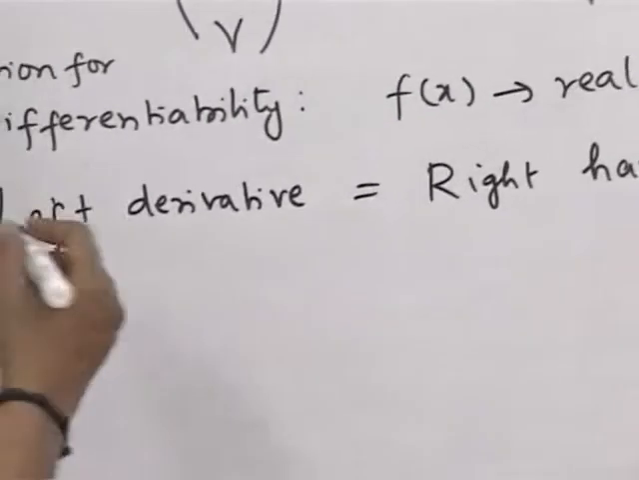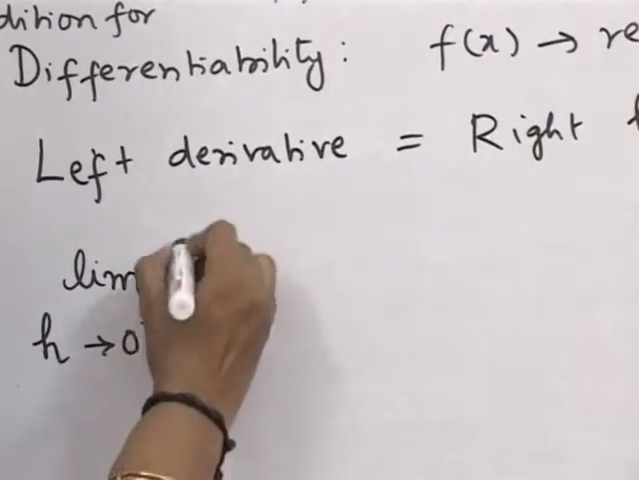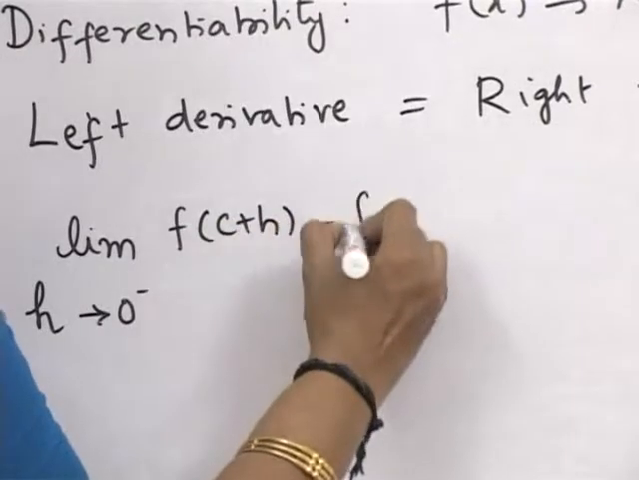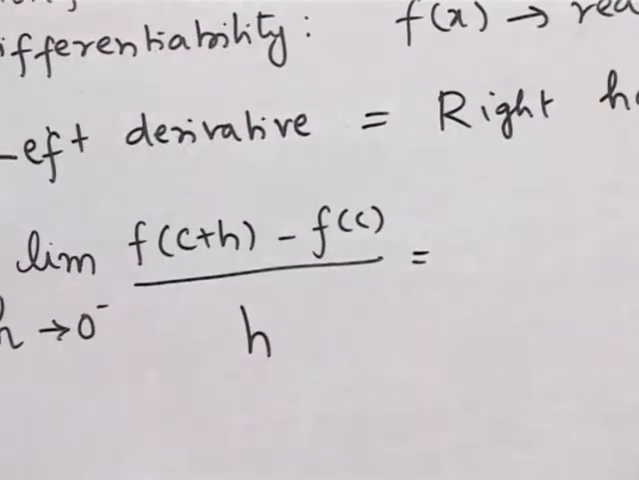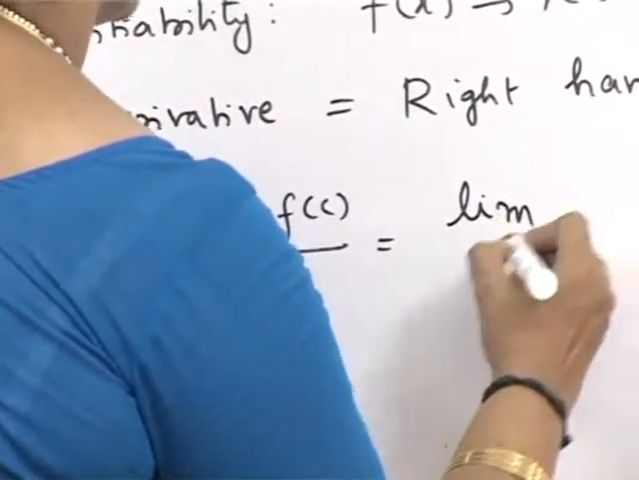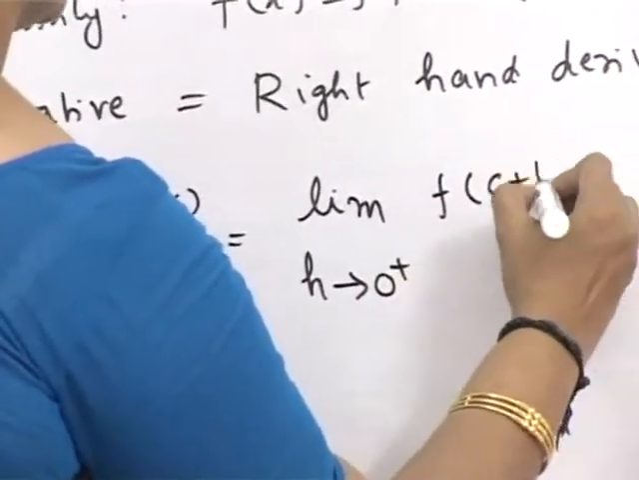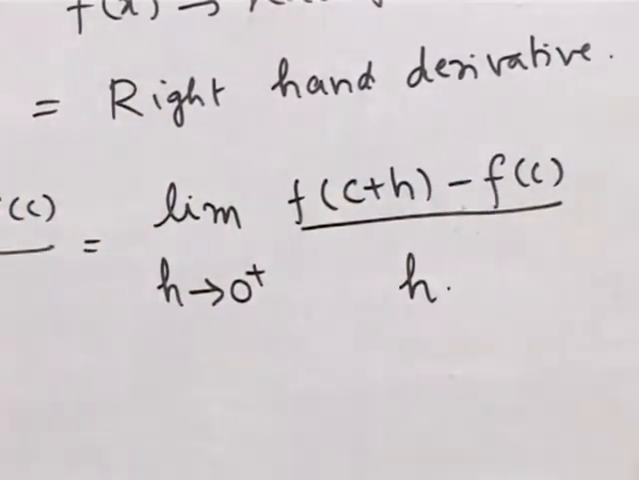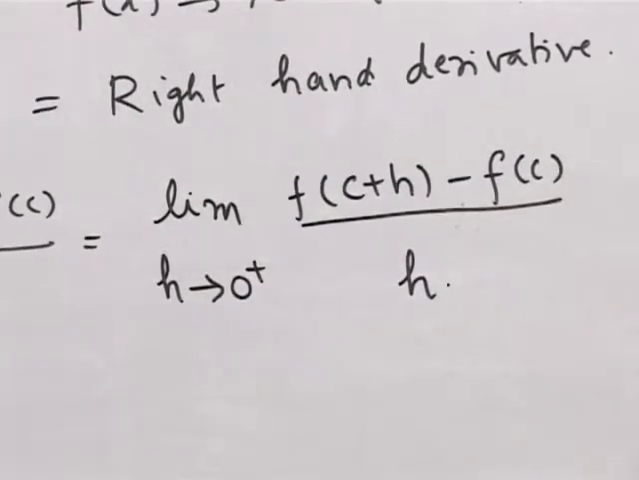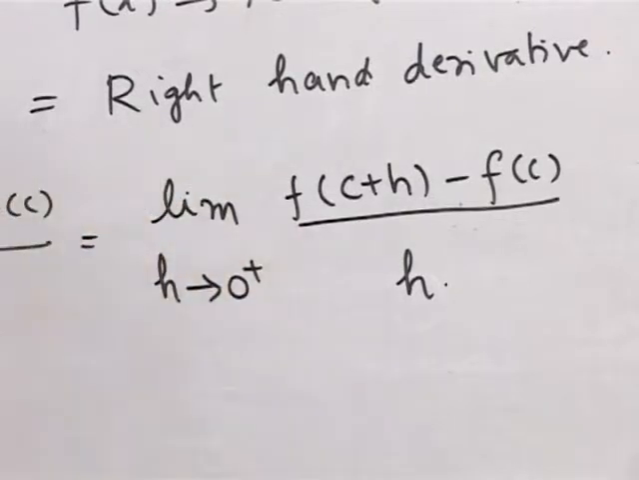Now what is a left hand derivative? Left hand derivative is nothing but limit as h tends to 0 minus of [f(c + h) - f(c)] divided by h, which is the left hand derivative. That should be equal to the right hand derivative, which is limit as h tends to 0 plus of [f(c + h) - f(c)] divided by h. Now for any function to be differentiable at a point, it is necessary that its left hand derivative should always be finite and equal to its right hand derivative, and this is the condition for differentiability.